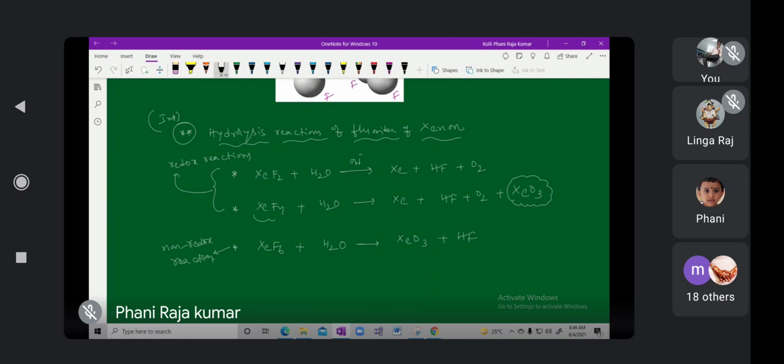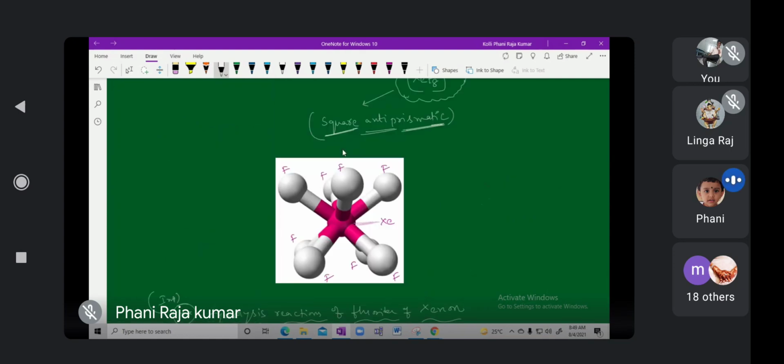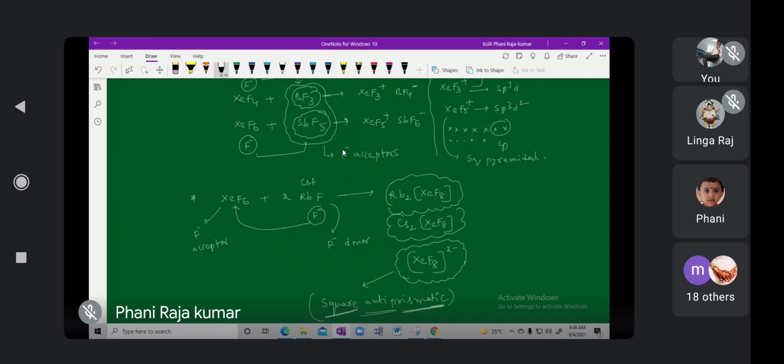The second reaction is a disproportionation reaction with respect to XeF4: xenon plus 4 goes to xenon 0 and xenon plus 6, xenon trioxide. Hydrolysis reactions of fluorides of xenon.